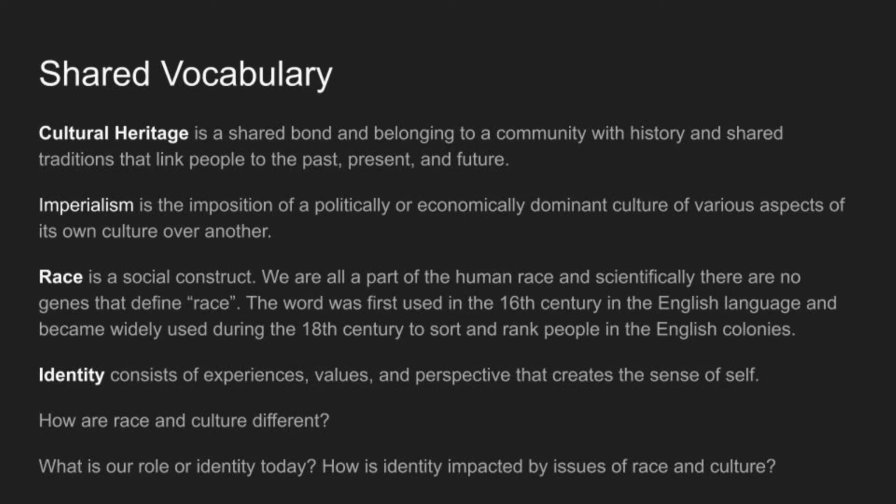Identity consists of experience, values, and perspectives that create our sense of self. And of course, all of that is influenced by our cultural heritage, how we experienced imperialism, and how we are defined by race. So how are race and culture different? What is our role and identity today, and how is it affected by all of that? How is identity impacted by these issues of race and culture?